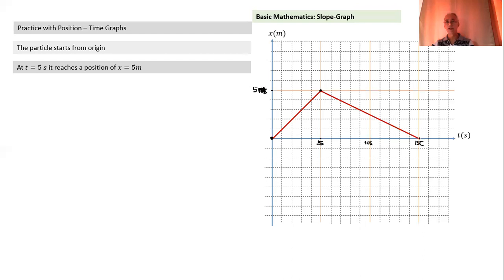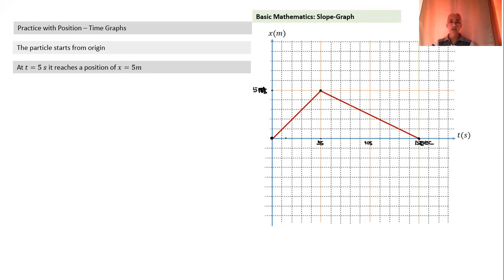Then what happens at 15 seconds? Again, it comes back. What is the position of this particle at t is equal to 15 seconds? At t is equal to 15 seconds, the y coordinate is 0. It means the quantity on the y-axis is 0, which means the position is at origin. It has come back to origin again.